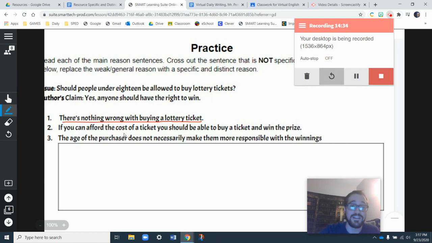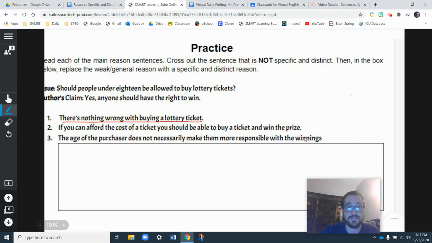That hopefully worked. The age of the purchaser does not make them more responsible. Some people can be 45 years old and not be very responsible. Some people can be 15 years old and be super responsible. Age doesn't necessarily mean you're a mature person, is what they're saying. That's really distinct. That stands out. This is a really good reason. If one of you guys wrote this as a reason, my mind might explode. This is very good. But all you need to do is just worry about the one that's bad.